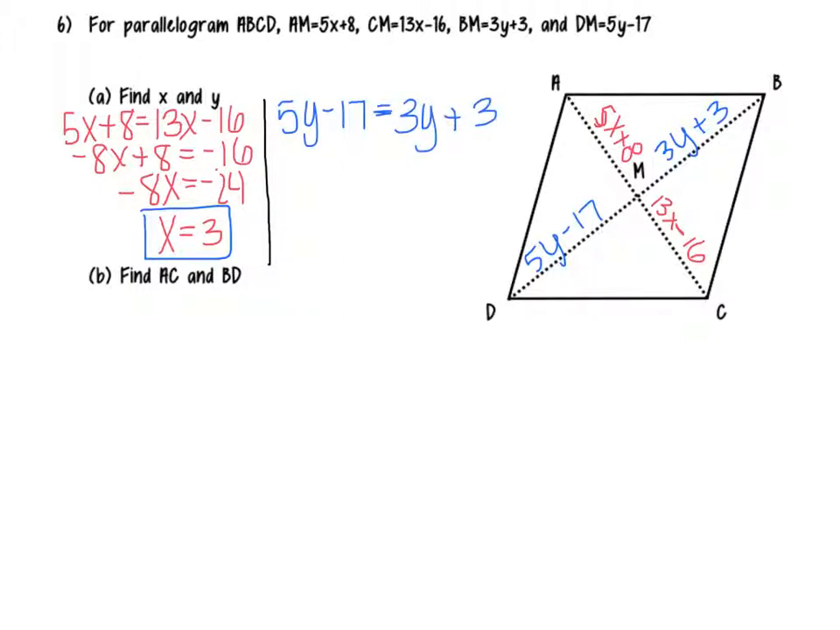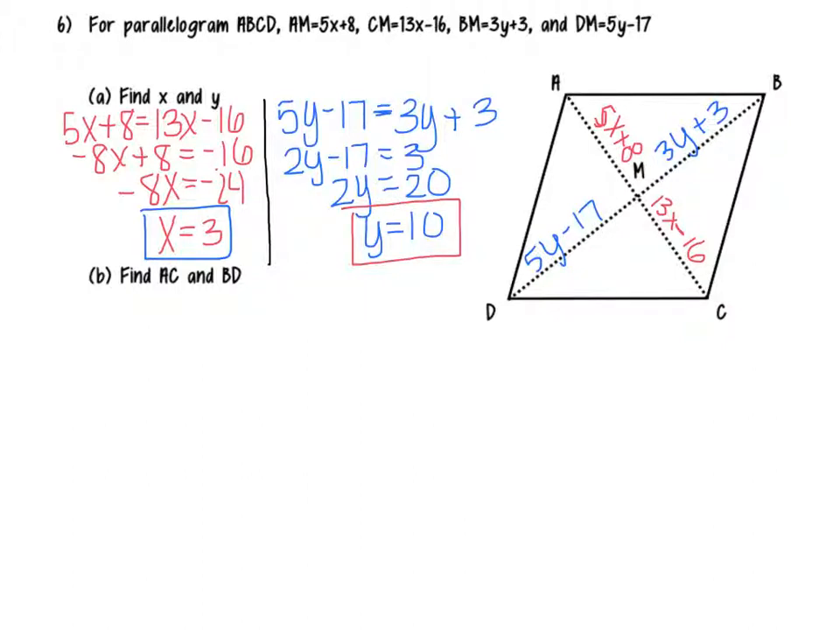I'm going to subtract 3y on both sides, and I have 2y minus 17 is equal to 3. I'm going to add 17 on both sides, and I get 2y is equal to 20. I'm going to divide both sides by 10, or I apologize, I'm going to divide both sides by 2, and I get y is equal to 10. And I'm going to box that because that is my answer.